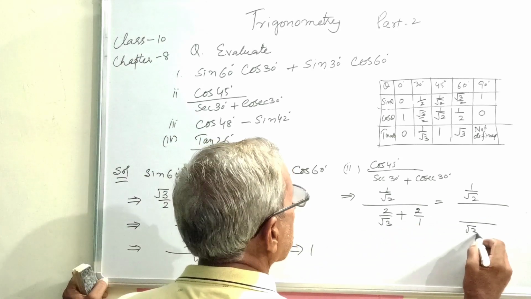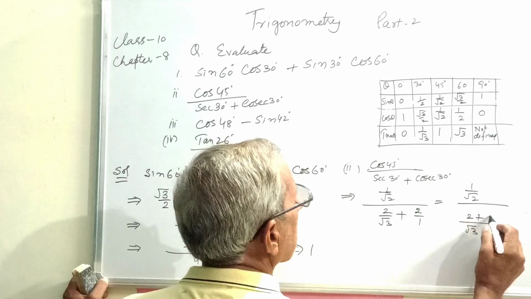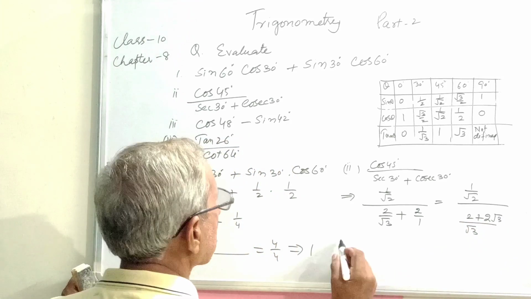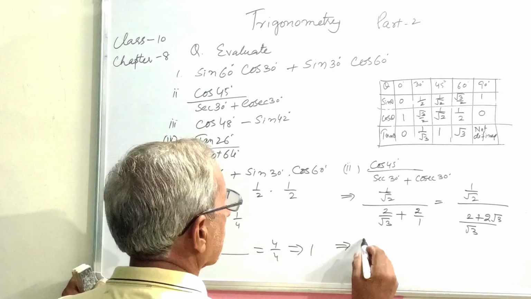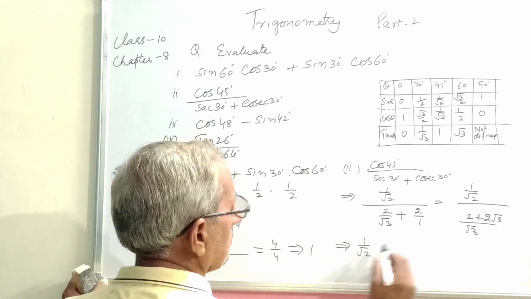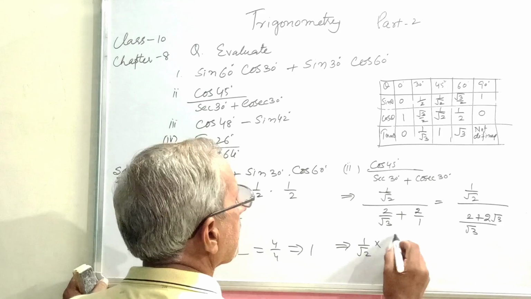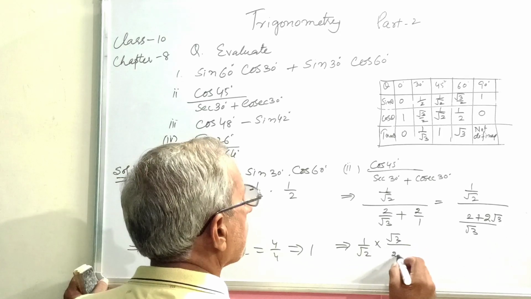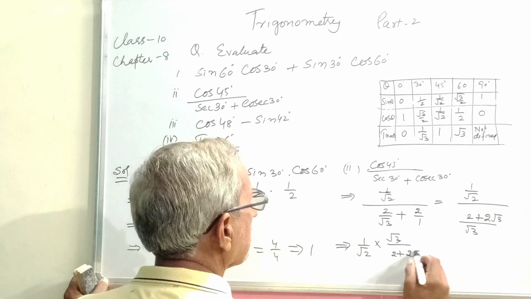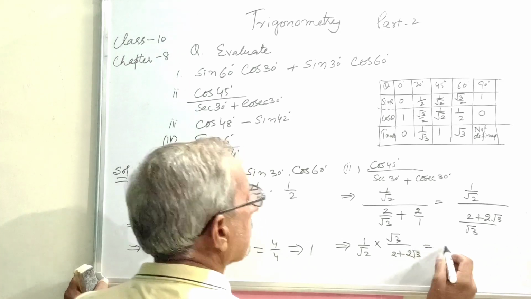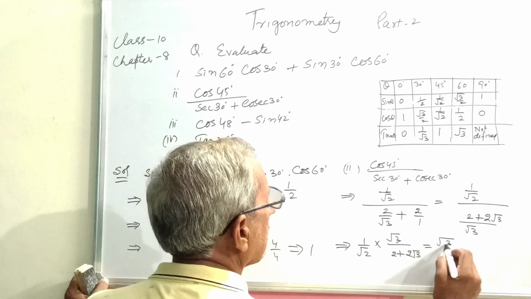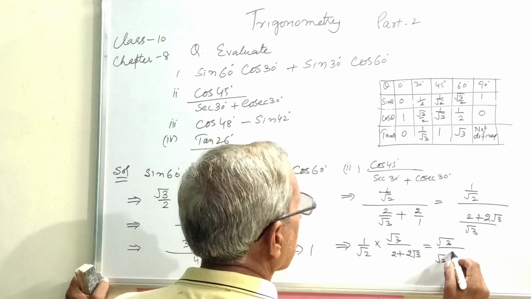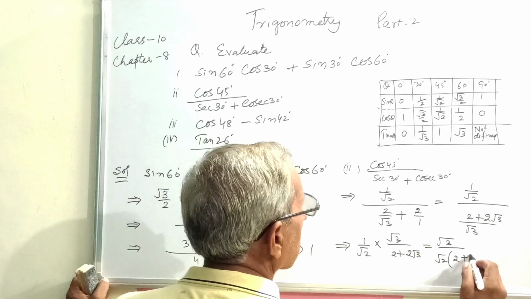Under root 3 is the LCM. 2 plus 2 under root 3. So 1 upon under root 2 multiplied by under root 3 upon 2 plus 2 under root 3, that is under root 2 plus 2 under root 3.